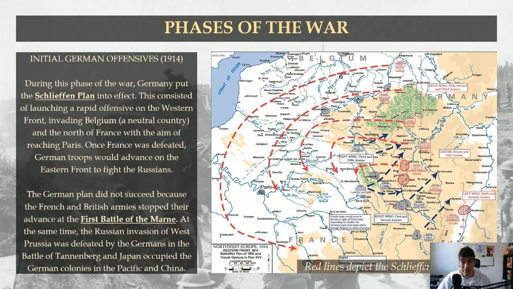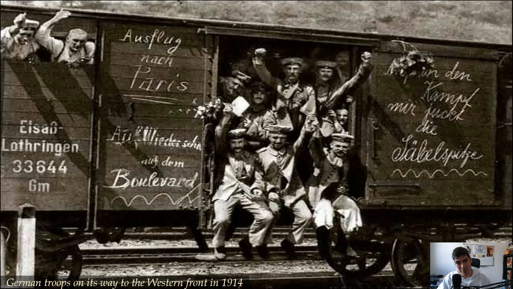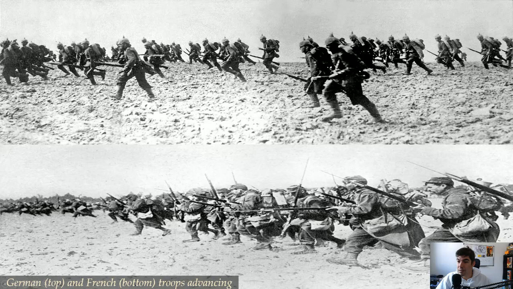So, these are the German troops coming to the Western Front, very happy. Their happiness will not last a lot. These are German troops and French troops advancing. The Germans are easily recognized because of this Pickelhaube, or this helmet with this spike at the top.